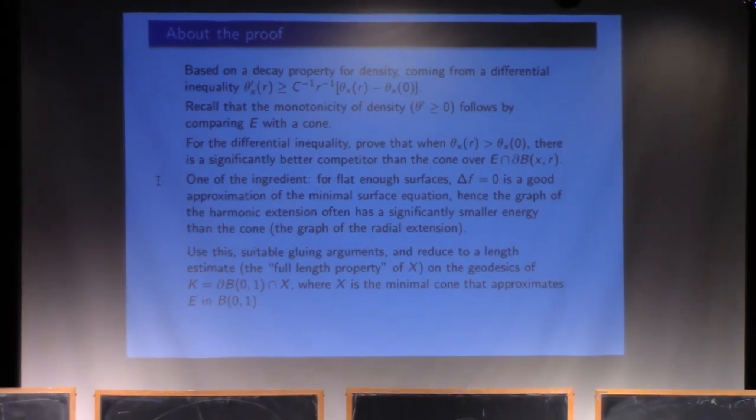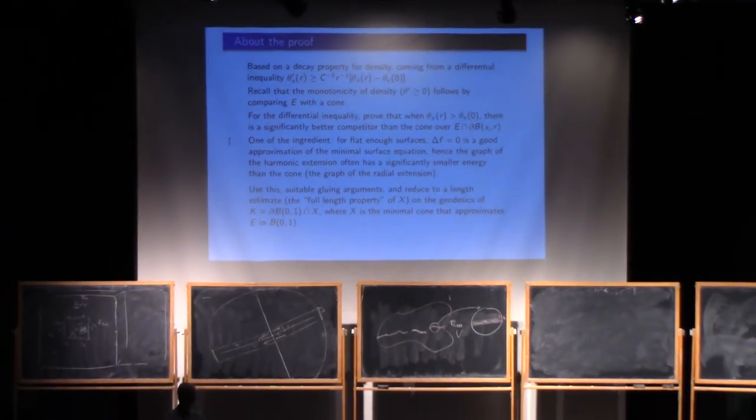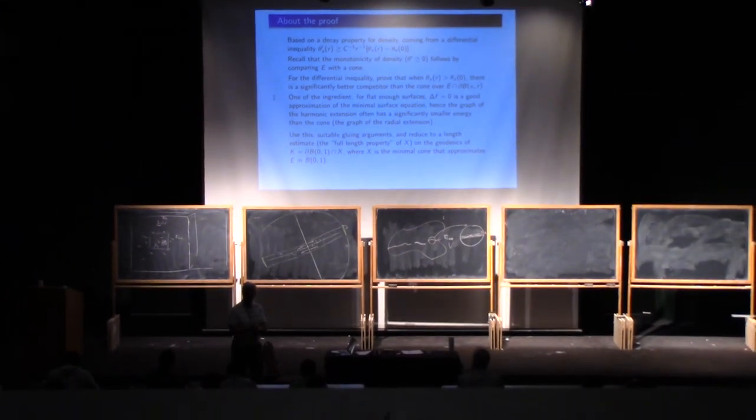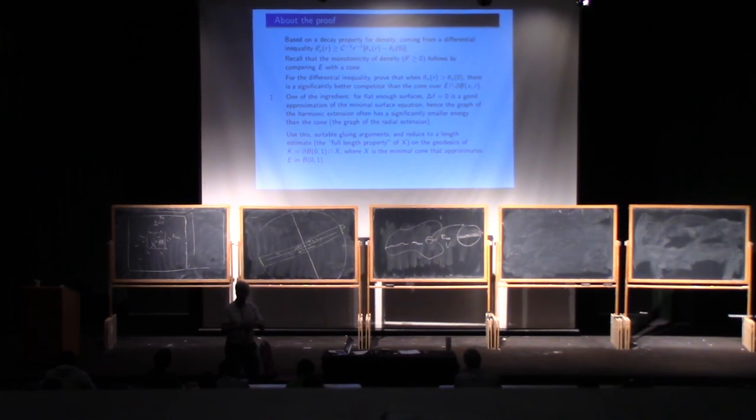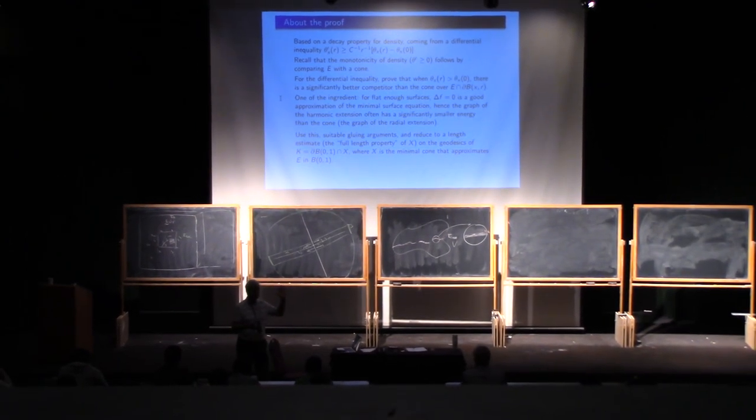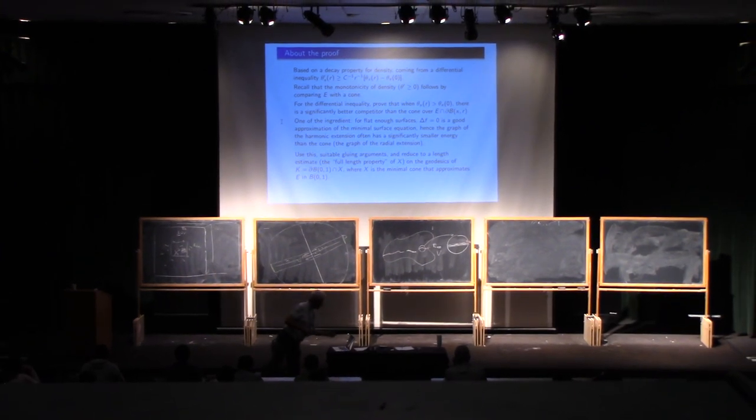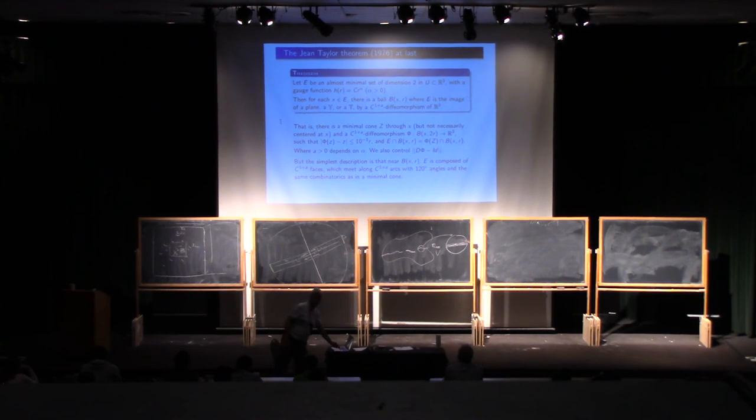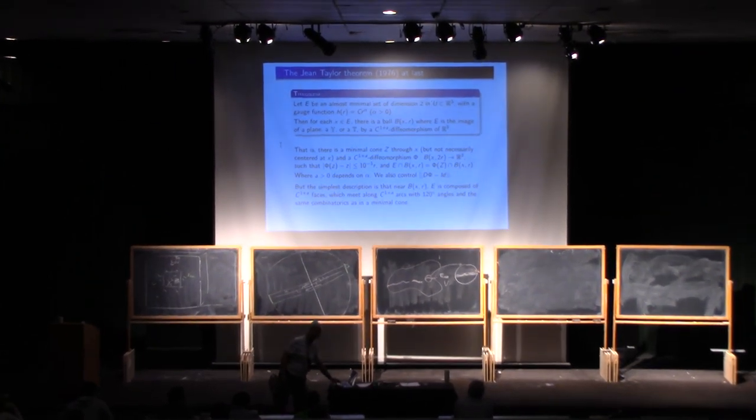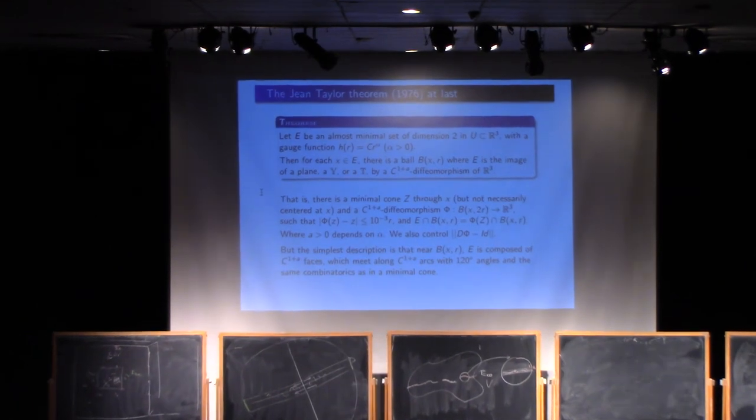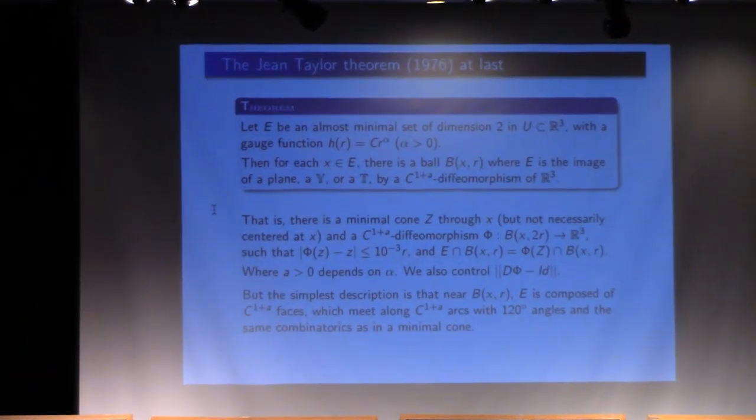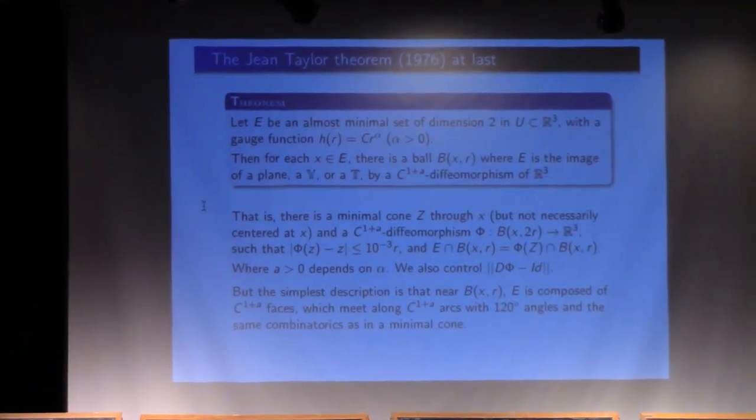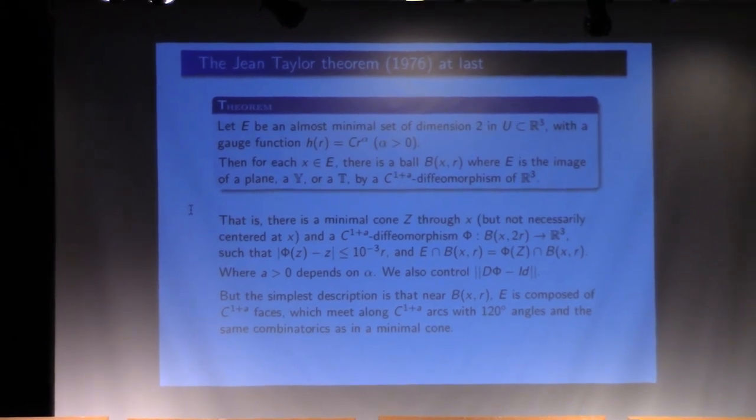So next time I should try to talk about the boundary again. And the best result that we would hope to prove at the boundary would be the Jean Taylor result here. We would just say at every point at the boundary, there is a blow-up limit, which is a minimal cone. Try to list all the minimal cones and try to say when you're close to a minimal cone, you are actually a C1 plus alpha version of a minimal cone nearby. That's what we would dream to do.